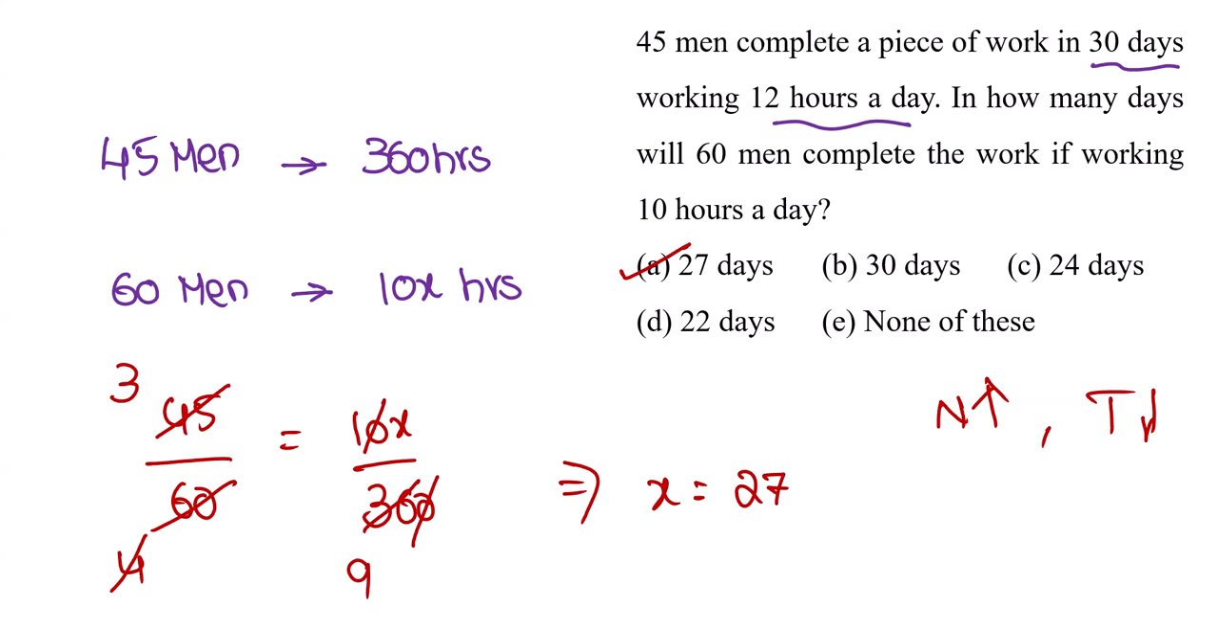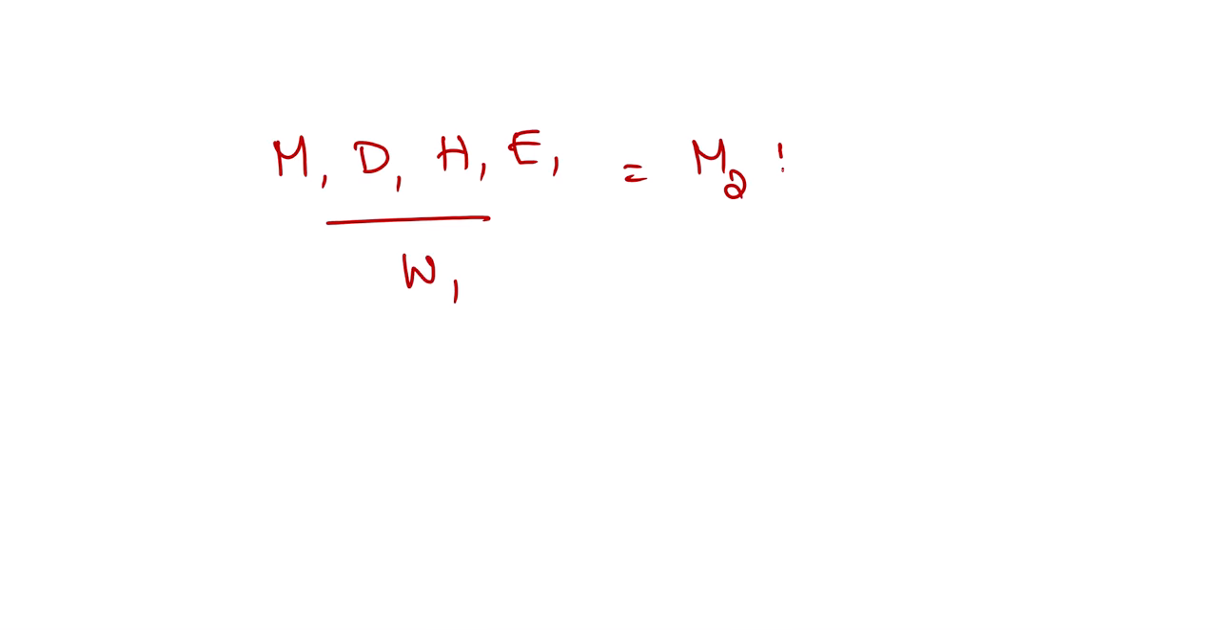45 men can complete the work in 30 days, 12 hours a day. Here 60 men, X days, 10 hours a day. Or else, the other idea is you have some chain rule concept. M1: how many members, how many days, how many hours, how much efficiency, what is the work; and the same for the other group.